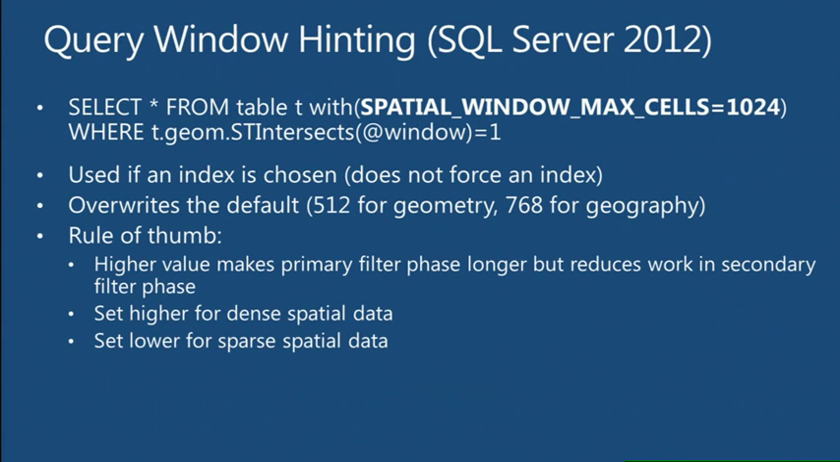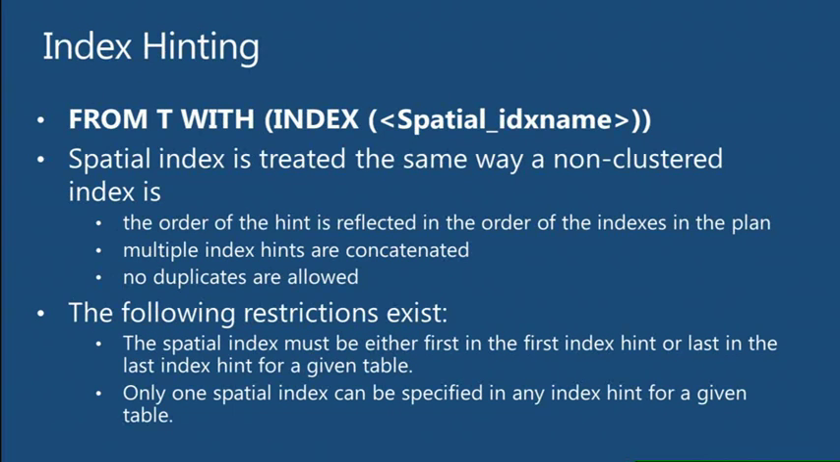And so this is how the syntax looks. It is being chosen if an index is chosen by the plan. If you specify it, it will not force an index. There is a default that you can override, and the rule of thumb here is that higher values make the primary filter phase longer, but reduce work in the secondary filter phase. So if you have dense spatial data, you want to increase it. If you have sparse spatial data, you decrease it. And in general, we have already seen how you do index hinting in the other case.